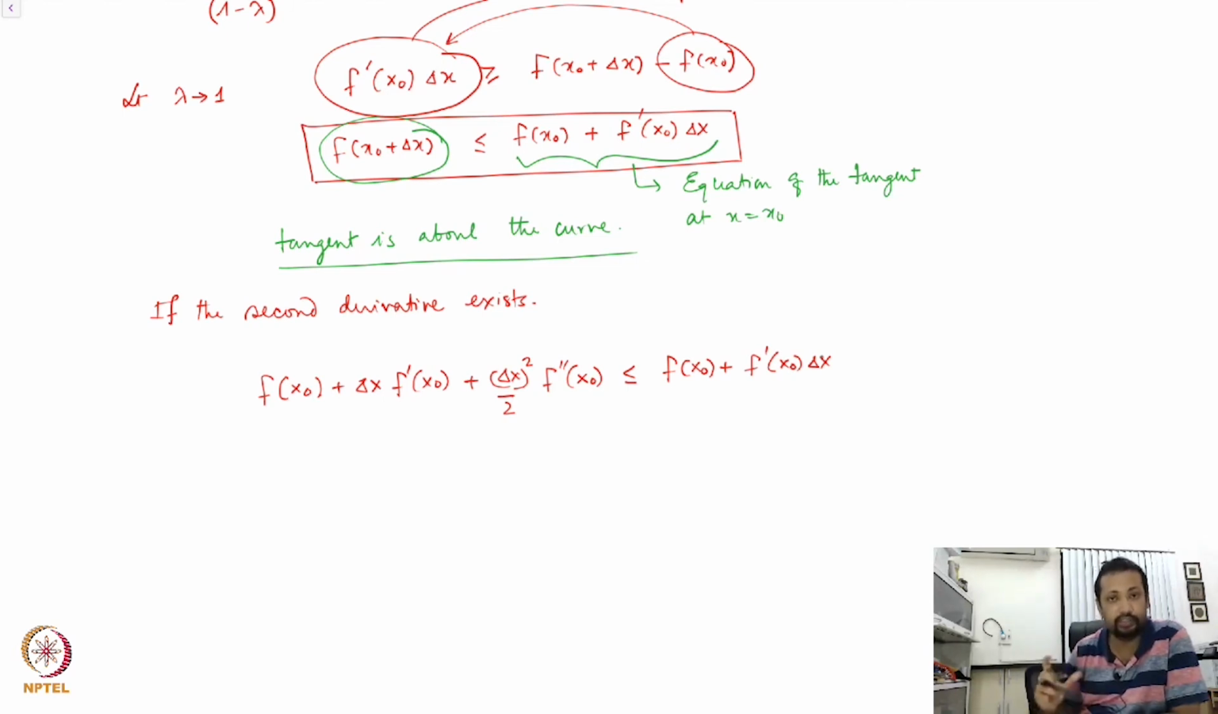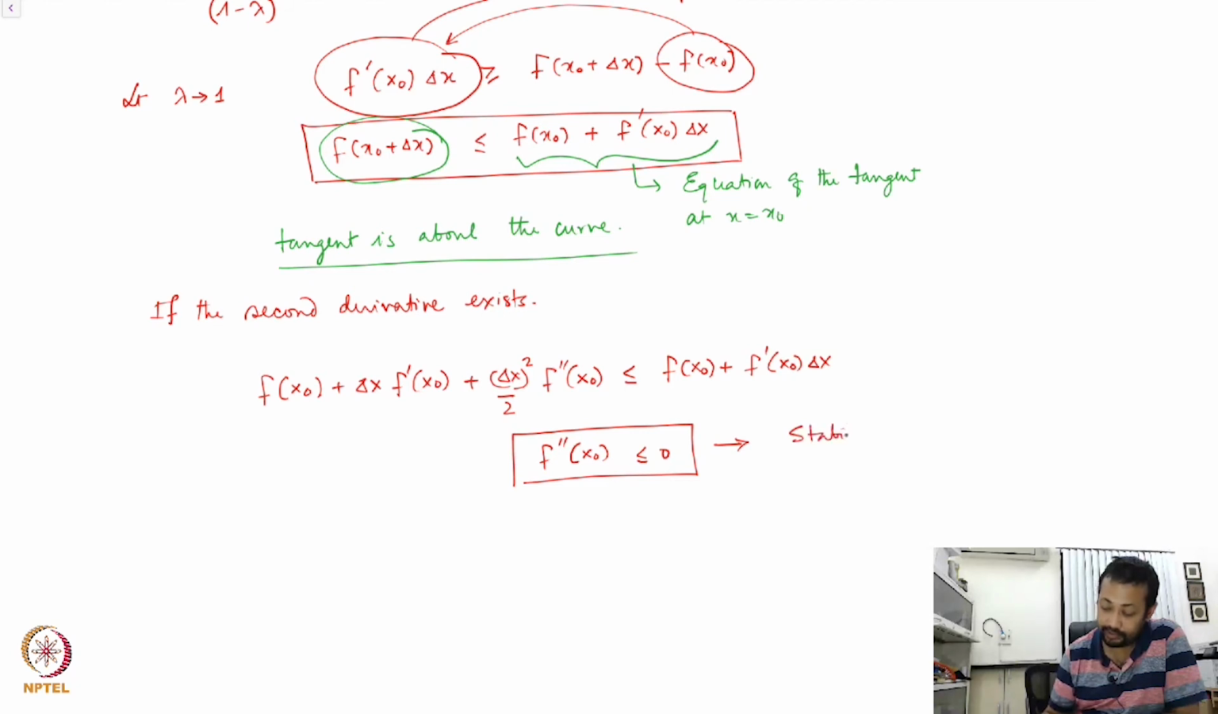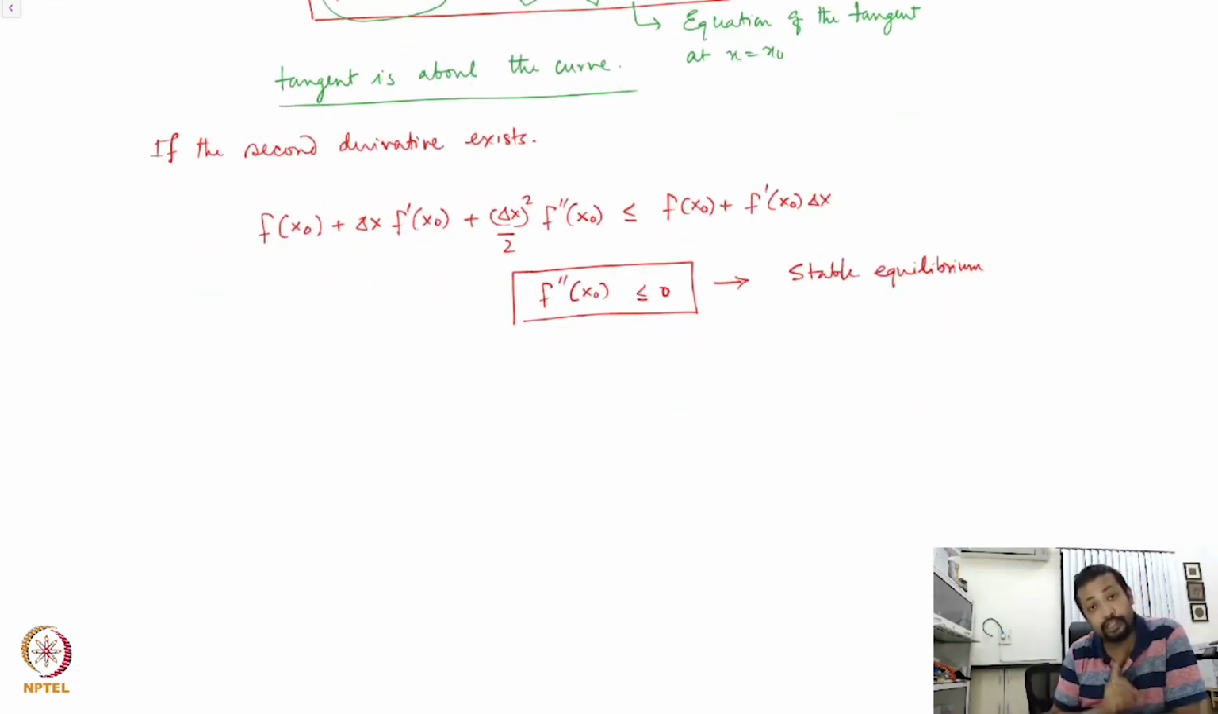It's essentially the rate at which the tangent is turning, and you immediately see that f double dash x naught is less than equal to 0, and this would imply that this is a stable equilibrium. But we had started off with a function of a single variable. If I now want to generalize to a function of more than one variable, then this equation translates to d2f is less than equal to 0. I invite you to work out this relation.